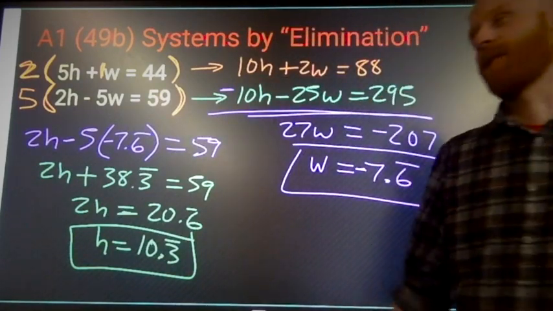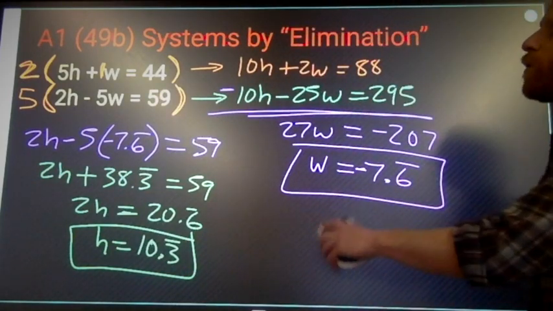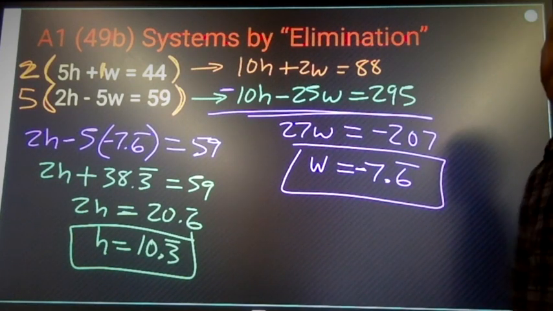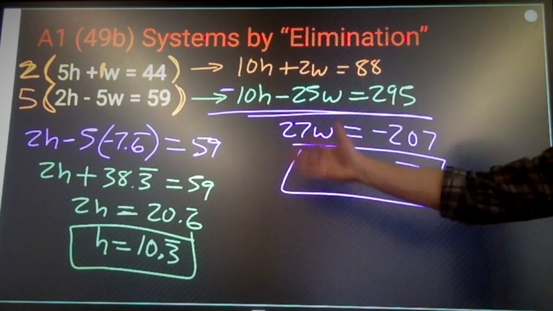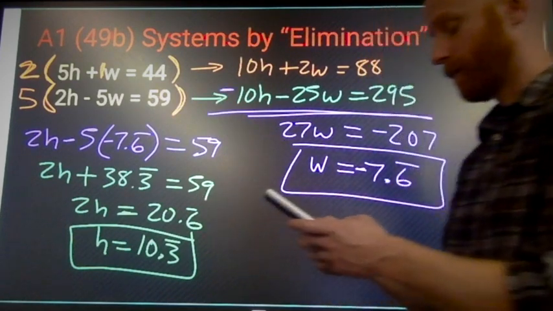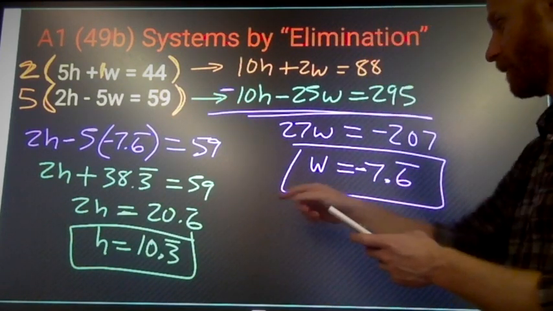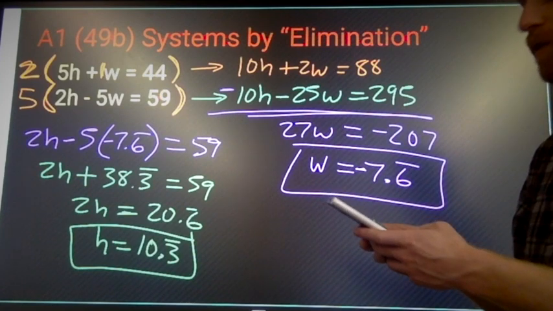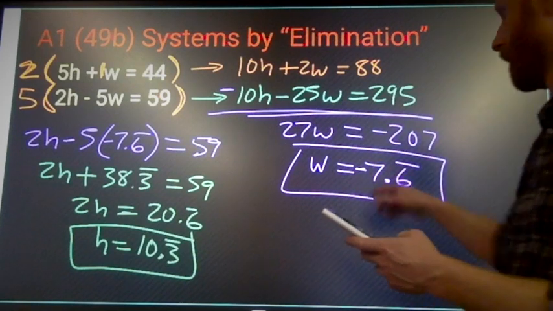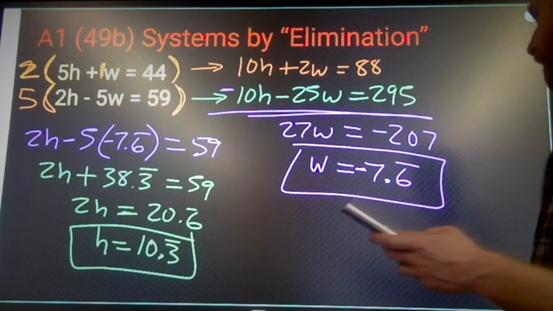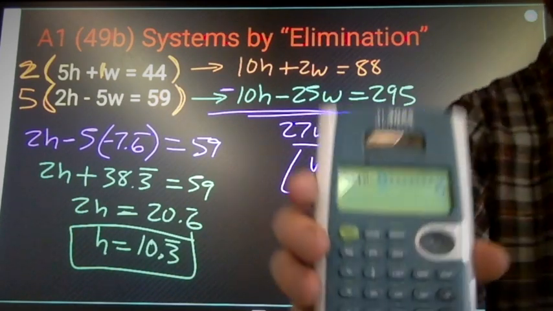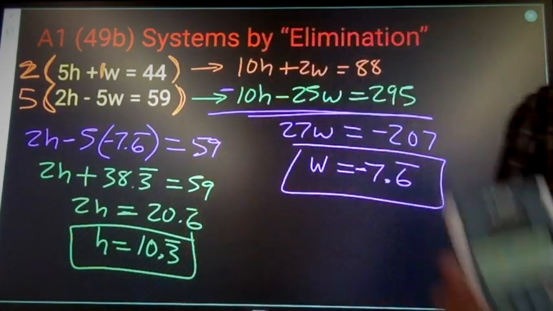All right. Now, when you guys get answers like this, you tend to panic, come up to me and say, Mister, I did something wrong, find my mistake. All right, before you even ask that question, maybe you didn't do anything wrong. All right, decimals are legit numbers, so test them. 5 times 10 point bunch of 3's plus negative 7 point bunch of 6s equals, hopefully, 44. All right, works with the top equation.